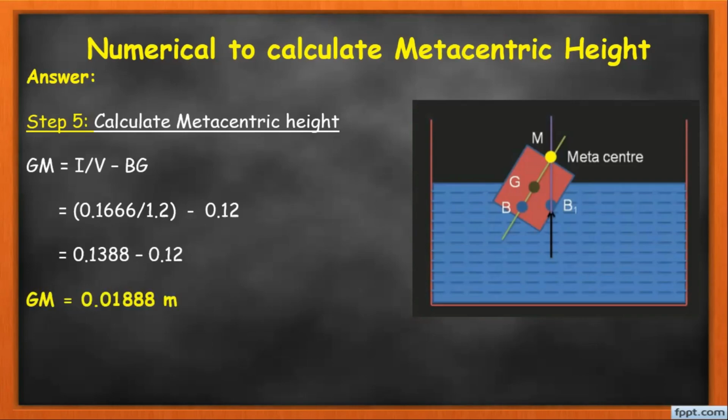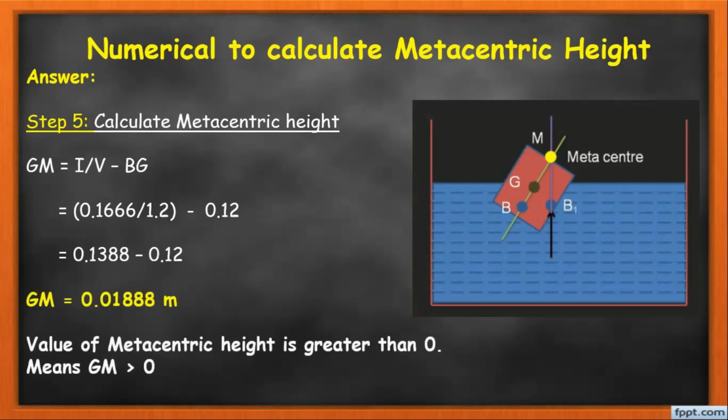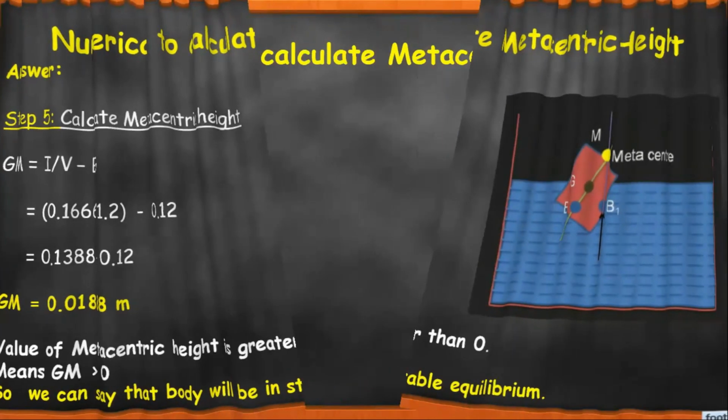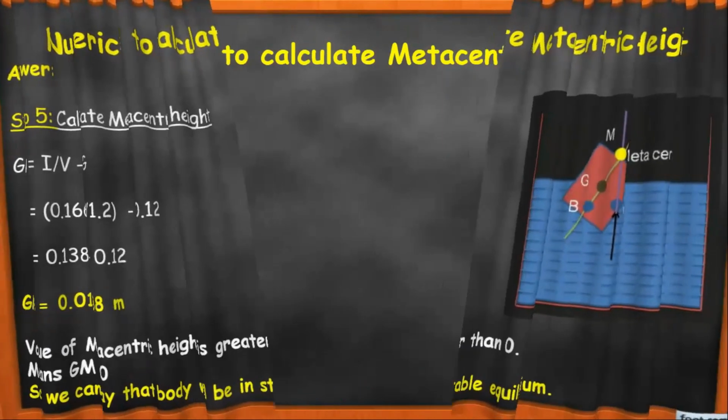Here we have the GM, which is greater than 0. The meaning of GM greater than 0 is that our equilibrium is a stable equilibrium. So in this way we have to solve the numerical. Now we are moving towards the next numerical, that is numerical number 2.